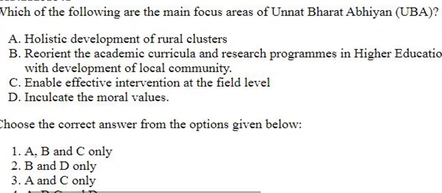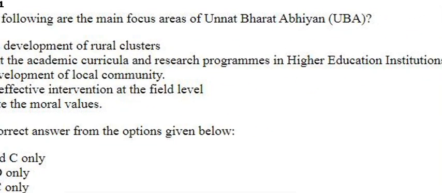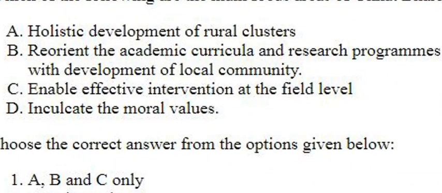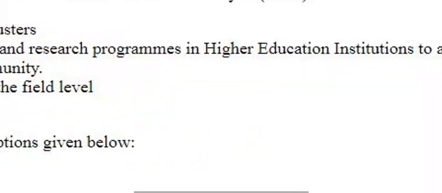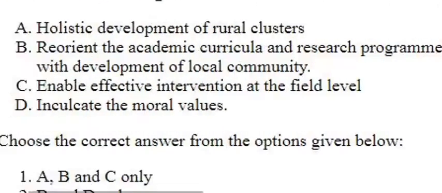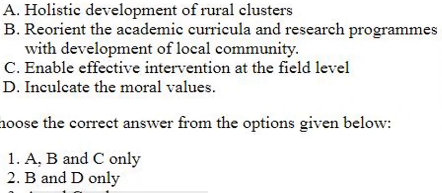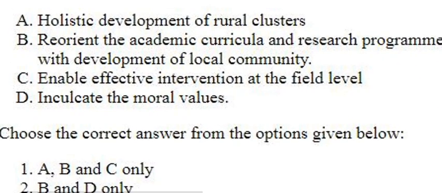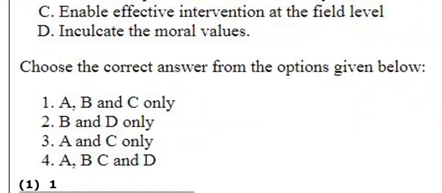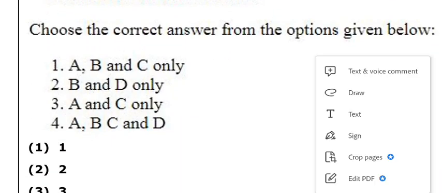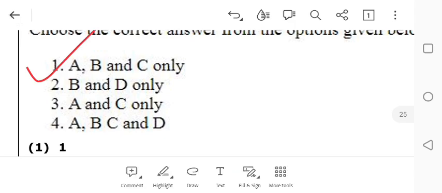Which of the following are the main focus areas of Unnat Bharat Abhiyan (UBA)? A says holistic development of rural clusters. B, reorient the academic curricula and research program in higher education institutions to align them with development of local community. C, enable effective intervention at the field level. D, inculcate the moral values. So these are the statements. Options are like this: A, B, C, B, D, S, C, A, B, C, D. 41 correct option will be A, B, and C. Except D, all are correct.